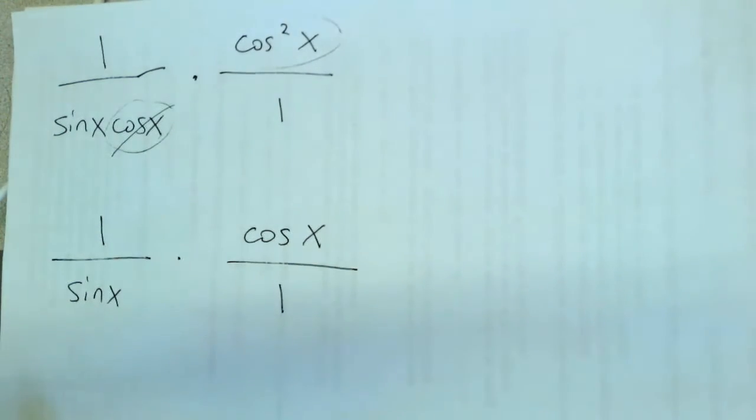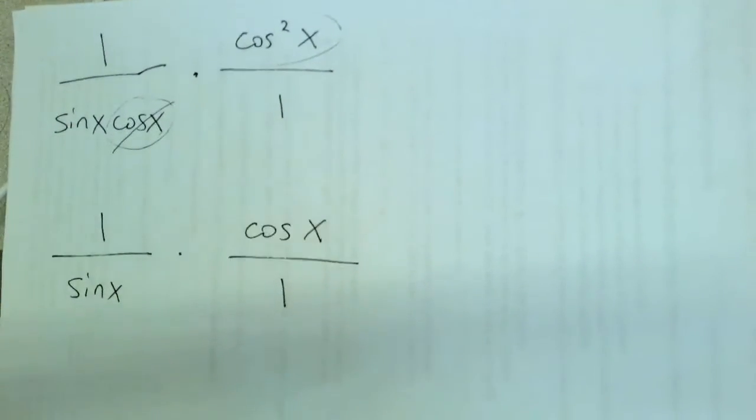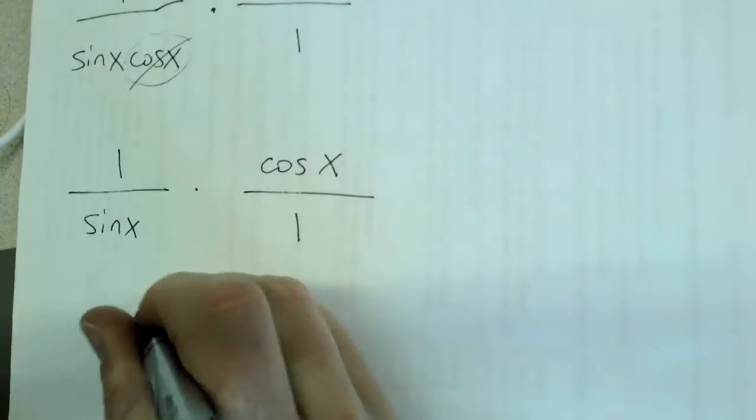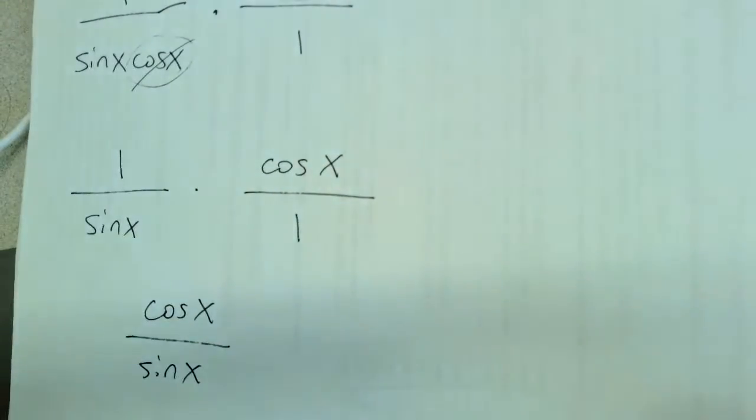All right, well, you're multiplying two fractions. That means you multiply across the top and the bottom. So that's 1 times cosine, which is just cosine, over sine times 1, which is just sine. And cosine over sine, that's better known as what? Cotangent, which is exactly what we were hoping it would turn into. And there it is. Is that okay?